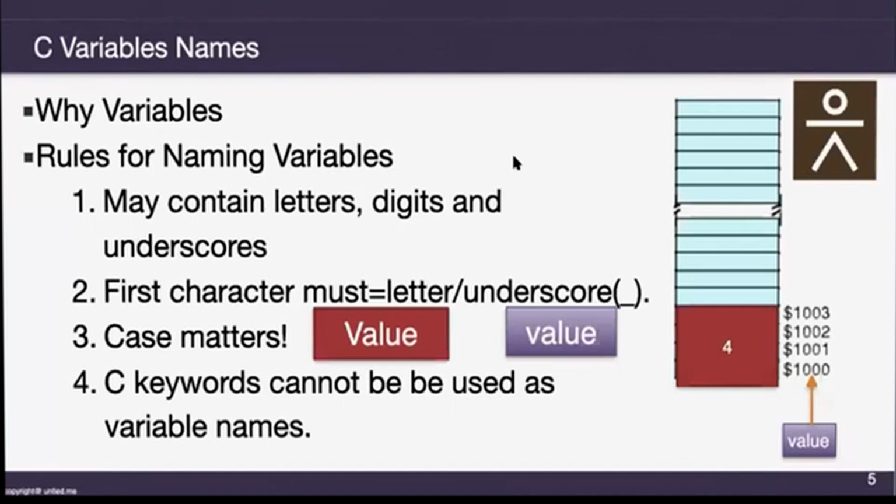After that, C keywords cannot be used as variable names because they have already been taken by the programming language. You cannot use them as your variable name. For example, we have discussed that printf is a keyword in the C programming language, so you cannot use printf as your variable name. You cannot use int, char, or double as your variable name. I think it is clear.